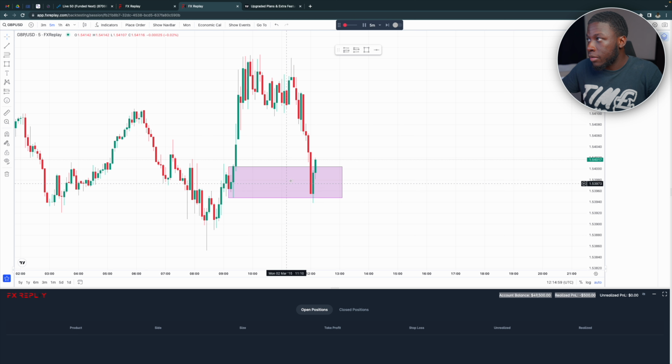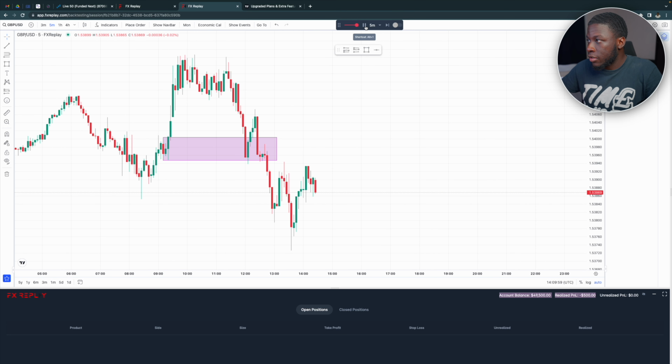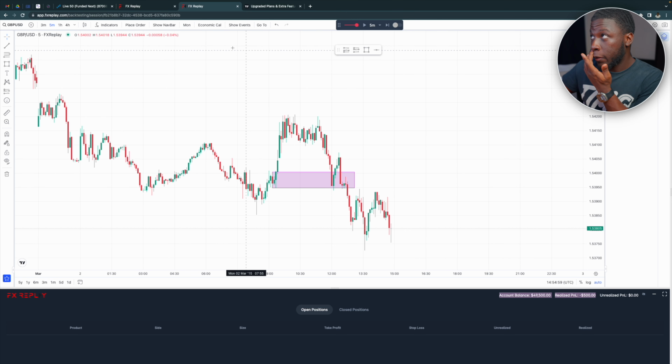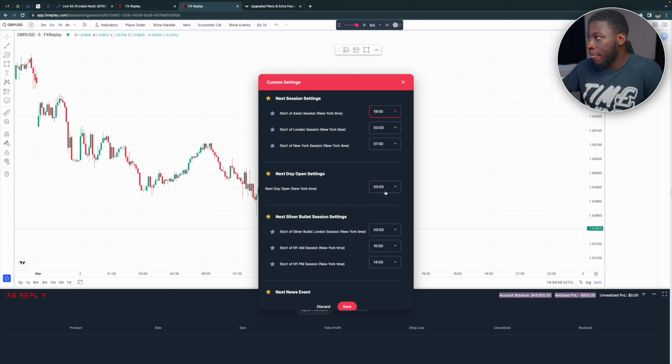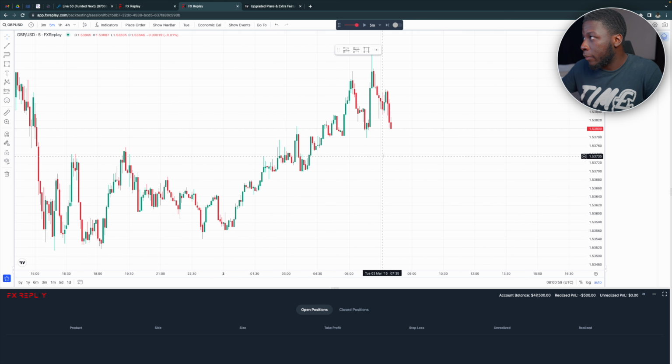And now you just keep doing the same thing over and over. Once you're done with today, you can pretty much play it, and then it's just going to move exactly like you backtest on TradingView. Now one thing that is super nice is when you go onto this section here, you can see that you can skip to the next session, next day open, silver bullet session, news if you do trade news, and you can customize this to choose the exact time. In my case, I've chosen the time that I want it to be 3 p.m. New York time. So literally every time I am done, all I have to do is click on go to next day open, and boom, I'm exactly at the time I'll be trading every single day.